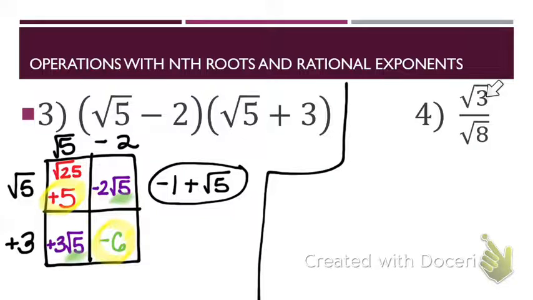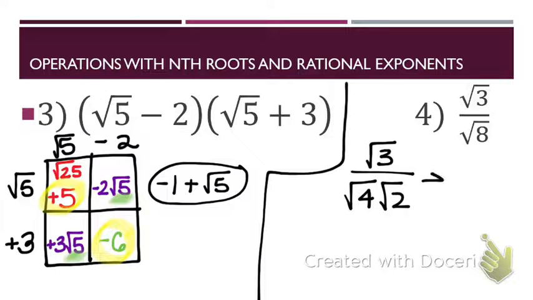So, can we simplify the square root of 3? Is there anything that I can divide? Is there a perfect square that I can take out of 3? No. What about 8? Is there a perfect square that I could take out of 8? Yeah. 4 and 2. So I'm going to write this as the square root of 3 over 4 times 2, which becomes 3 over 2 times root 2. So I'm going to pause right there.